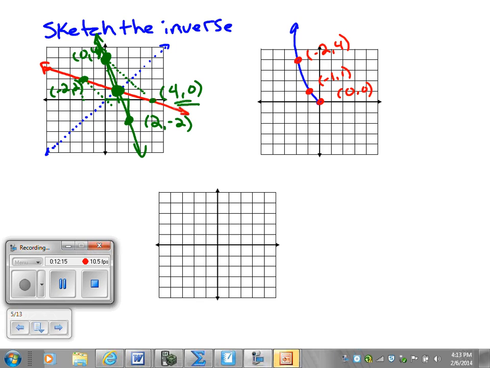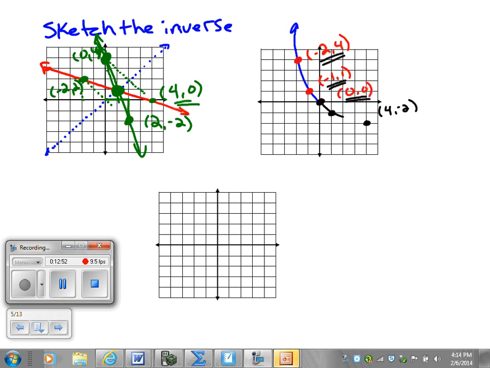So when I take (0, 0) and flip the x and y pairs, I get a point that's right down where it was. For my next ordered pair, I'm going to flip (-1, 1) and I'll get (1, -1). That's going to go down there. And then I'm going to switch the x and y coordinates up here, and I'm going to get (4, -2). So (4, -2) is out here somewhere. And we can see how this is going to curve like that.